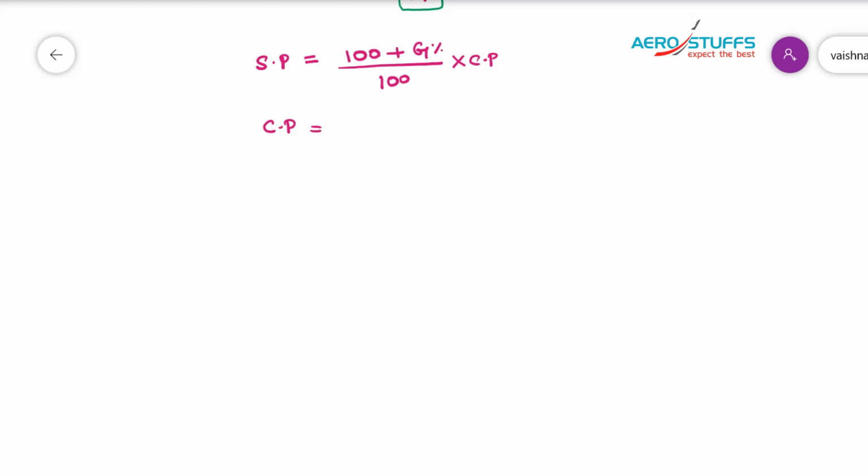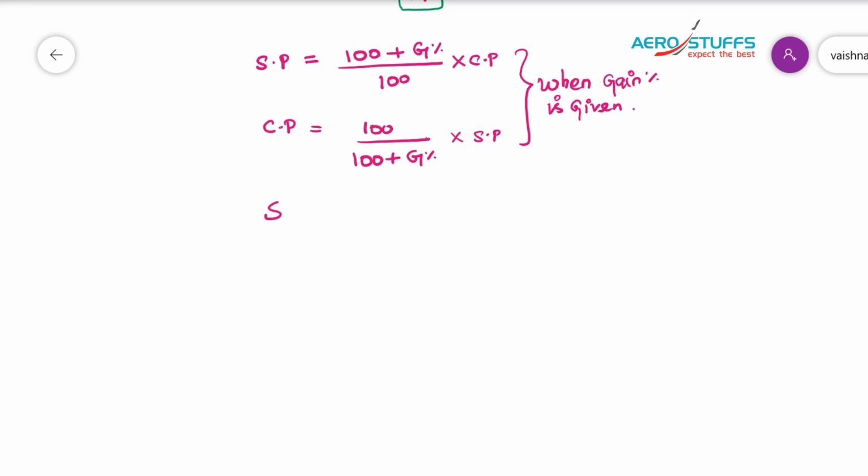Now I have given you what is profit, what is loss, and the percentage profit and percentage loss. Now in case you need to find the selling price and cost price, you have two conditions. Sometimes they might have given you the gain percentage. If the gain percentage is given, you need to find the selling price, the first formula, and in case you need to find the cost price, there is a second formula.